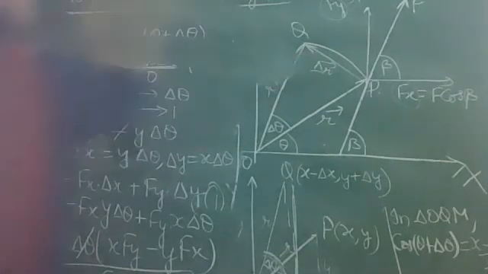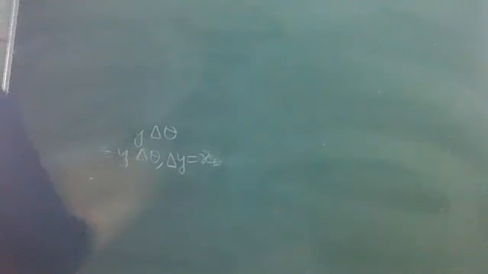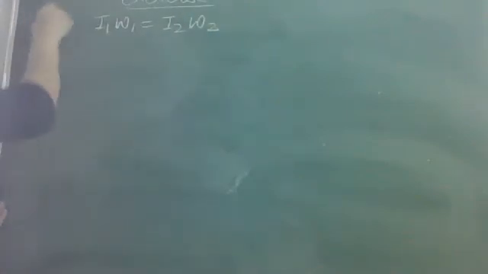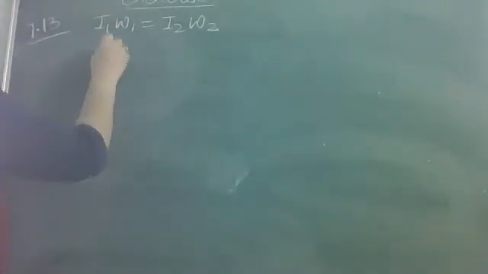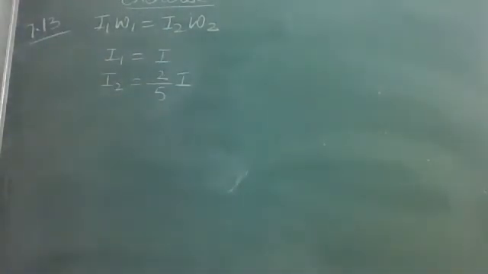This is an example of the law of conservation of angular momentum. So we will be using I1 omega 1 is equal to I2 omega 2. This is an example of the law of conservation of angular momentum. This is exercise question number 13. Now what is I1? If it is I, then I2 is 2 by 5 times I. That is given according to the question.